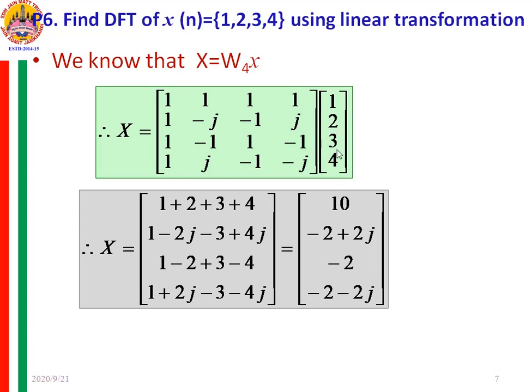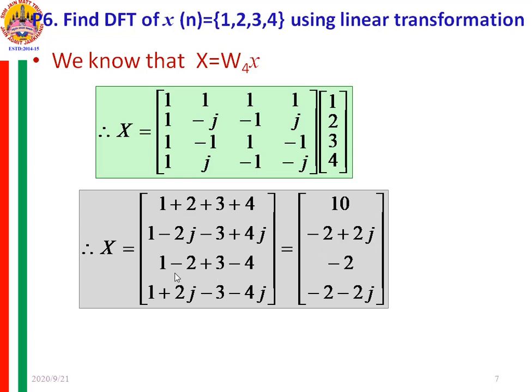So this 1, 2, 3, 4, when you multiply with the first row, you get 1 plus 2 plus 3 plus 4, and when you add all these values, you get 10. Next, with the second row multiplied with this column: 1 into 1, then 2 into minus j, so minus 2j, plus 3 into minus 1, so minus 3, and 4 into j is plus 4j. Now when you add all these terms, minus 3 and 1 is minus 2, plus 4j and minus 2j is 2j. So minus 2 plus 2j.